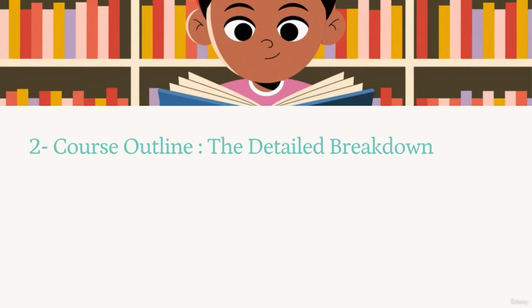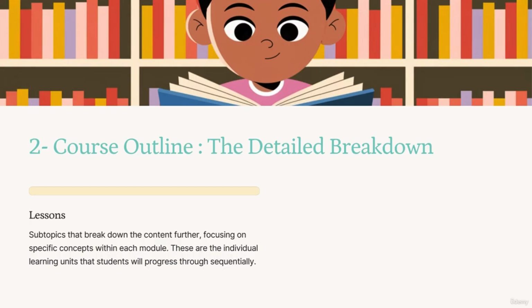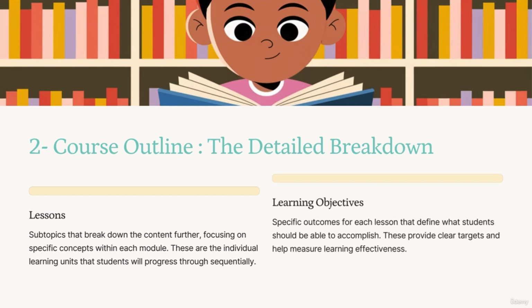With that, let's move on to part number 2, which is creating the course outline, which is kind of a detailed breakdown of all the modules that you come up with. What does it entail? So for every module, now you start breaking it down into different lessons. Ideally 2 to 4, but then there is no limit to it. And for each lesson, you define the lesson's learning objective. These are specific outcomes for each lesson that define what students should be able to accomplish. These provide clear targets and help measure learning effectively.